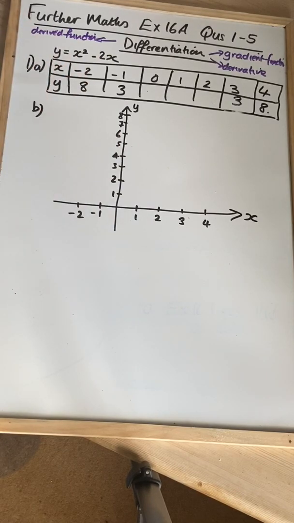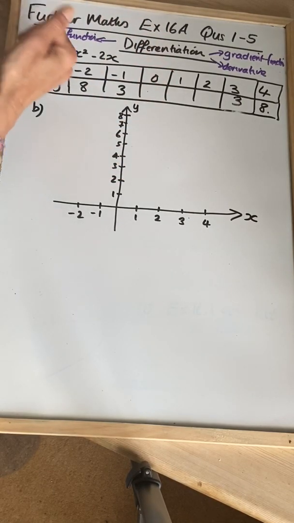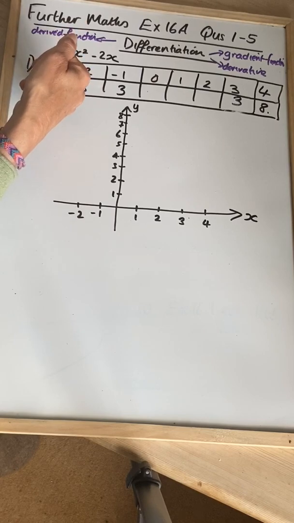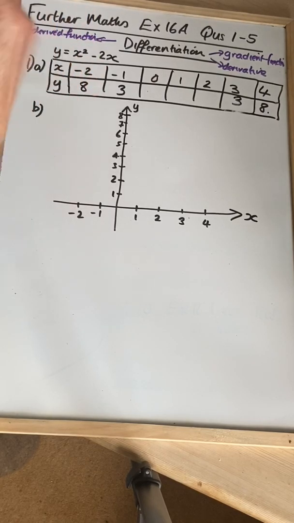First question in 16a just asks you basically to fill in some values on a table of values for the curve y equals x squared minus 2x. Here's one I've prepared earlier. And here are your x values and here are your y values. What I usually do when I look at one of these is just check that they've done it right and that I therefore understand what the question is asking.